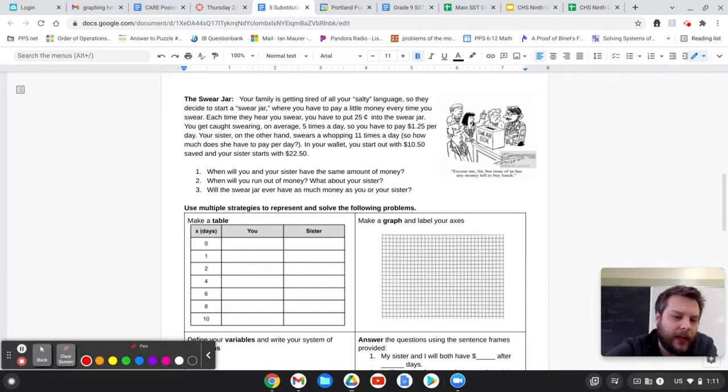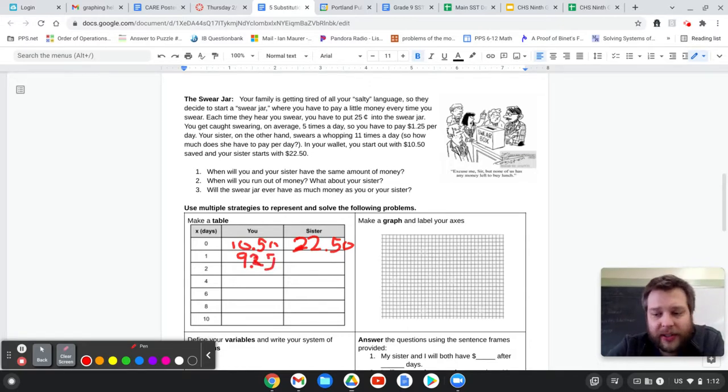So, what I know about this situation is that you start out with $10.50. Your sister starts out with $22.50. And every day you swear 5 times at a quarter a pop. That is a buck 25 that you spend. And so you are down to $9.25 after a single day.